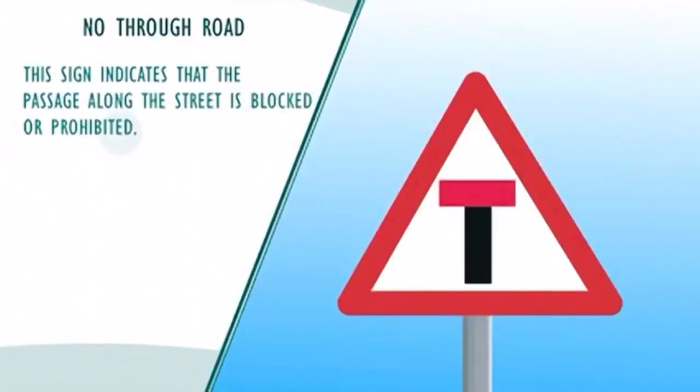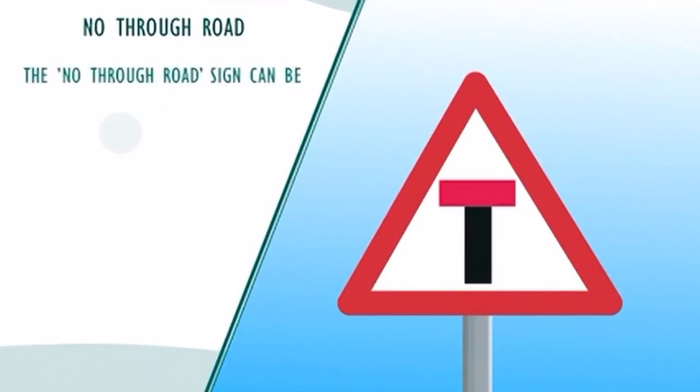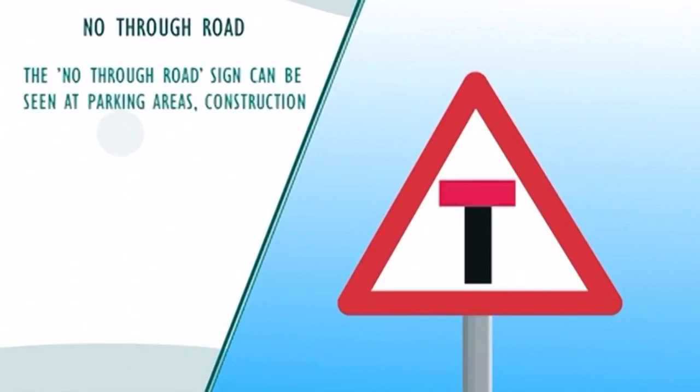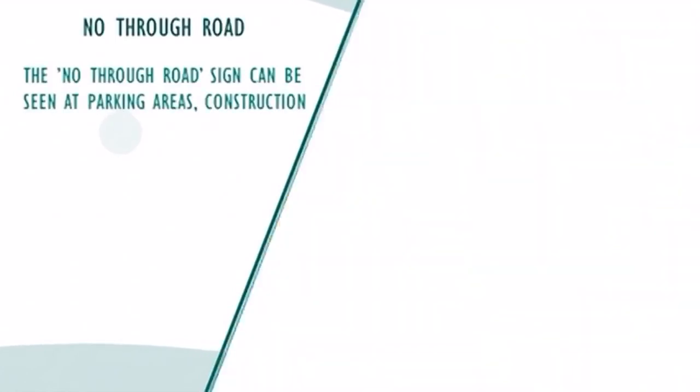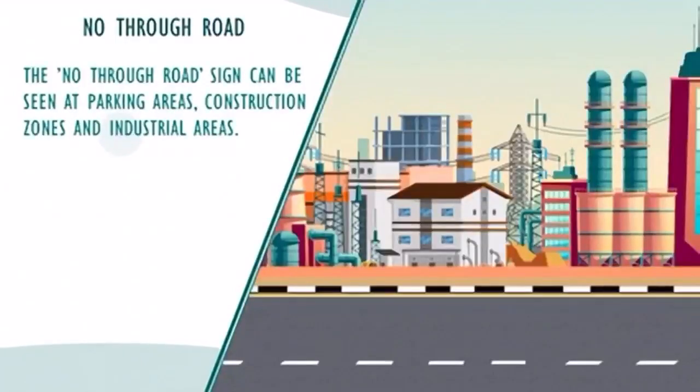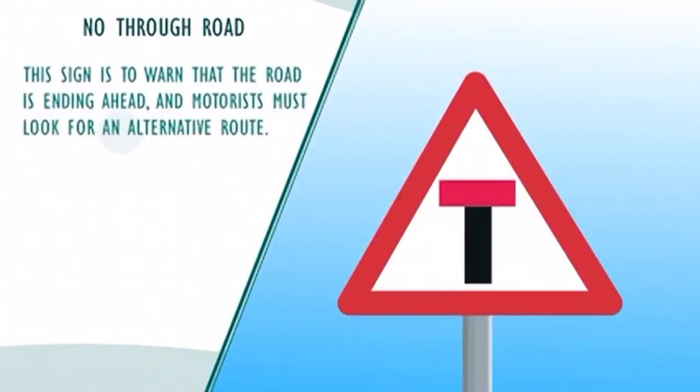This sign indicates that the passage along the street is blocked or prohibited. The No Through Road sign can be seen at parking areas, construction zones, and industrial areas. This sign is to warn that the road is ending ahead, and motorists must look for an alternative route.